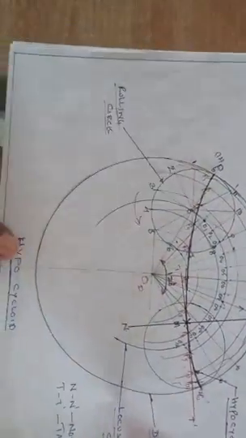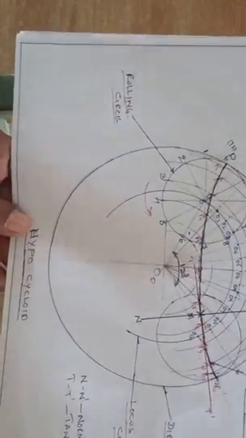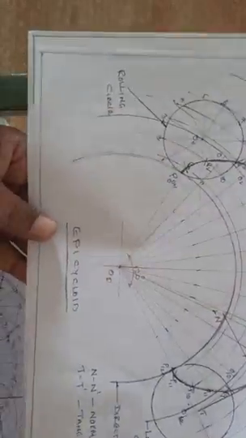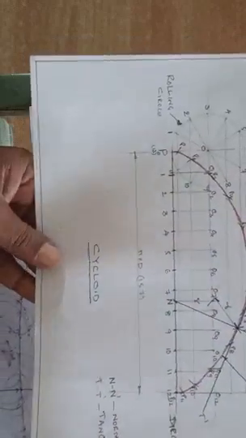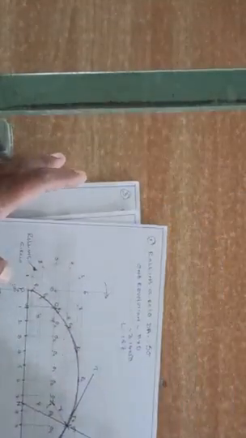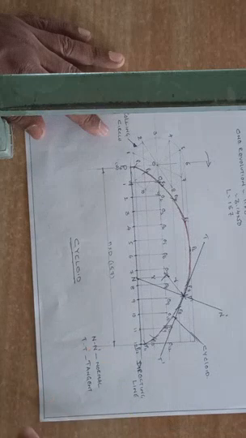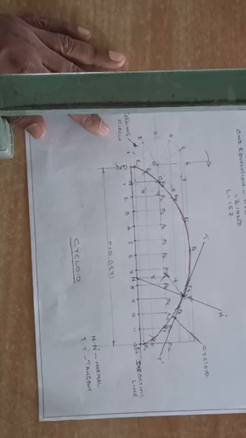So now, you have seen the construction of hypocycloid, you have seen the construction of epicycloid, and you have seen the construction of cycloid also. I hope you have understood the procedure to construct these cycloid, epicycloid and hypocycloid. Okay, good.